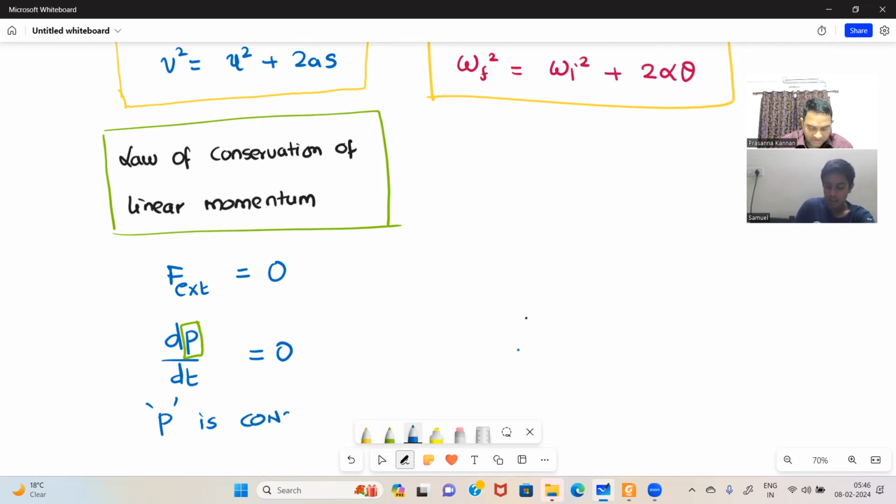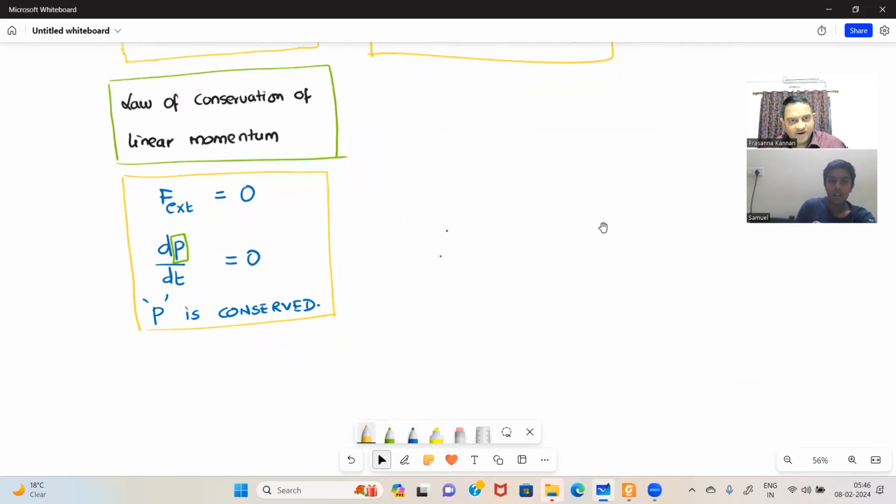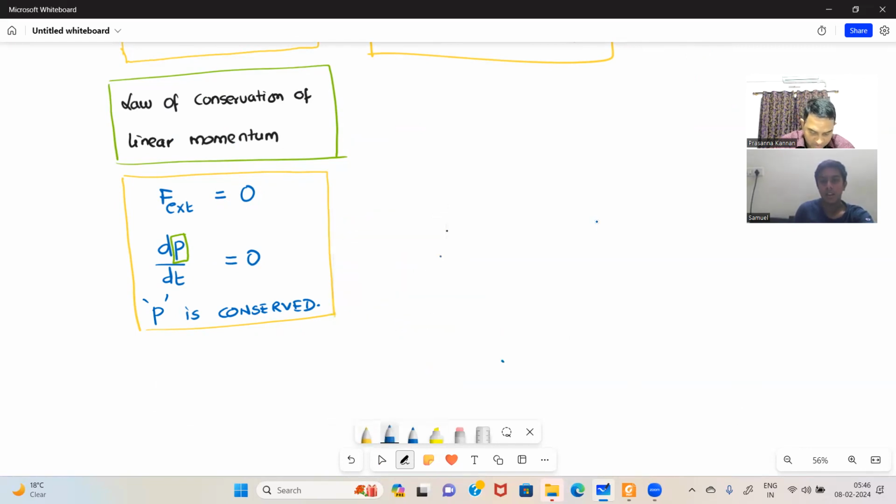In physics, we call it being conserved. Conserved means it doesn't change. Is it clear? What does it imply? It implies whenever the external force acting on the system is zero, momentum gets conserved, which means it remains constant. That means whatever was initially the momentum of the system, the final momentum will also be the same.